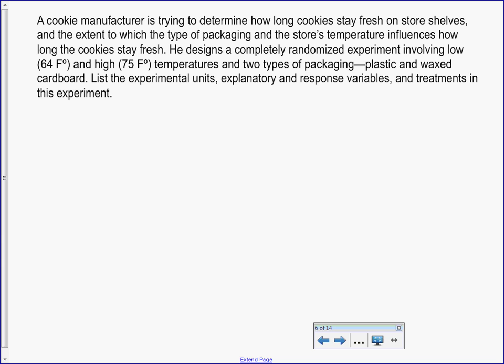Well, the easiest one to do are the treatments. The treatments are high.